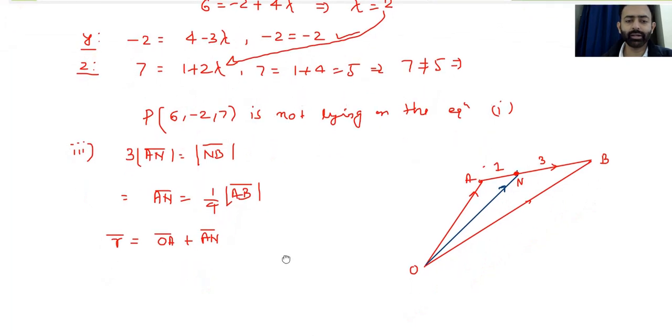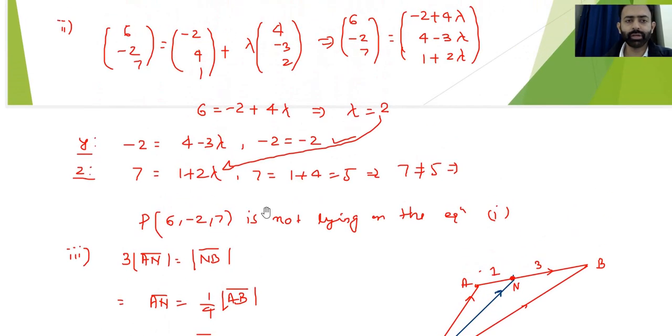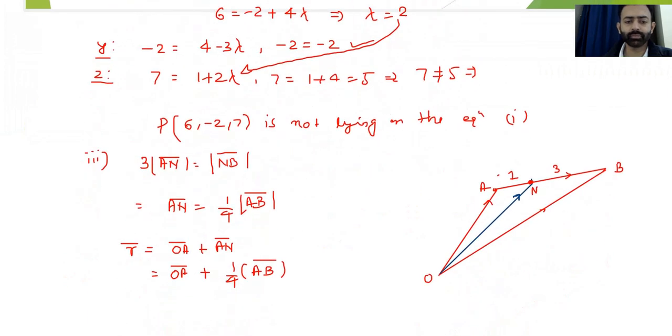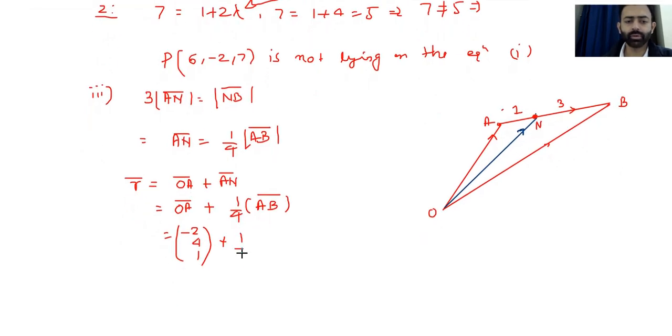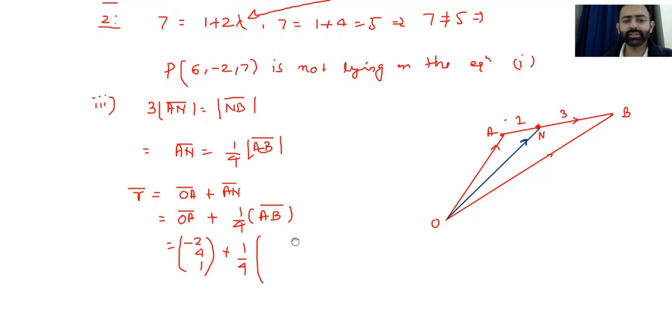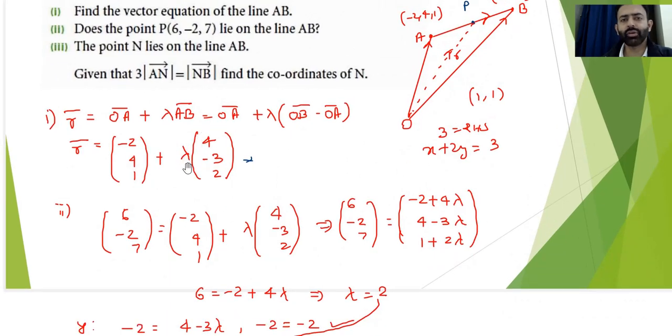And now writing AN in terms of AB, it is OA plus 1 by 4 of AB, right? So OA vector is minus 2, 4 and 1, plus 1 by 4 of AB. Meaning that in the first part, we have to find out the value of lambda, which is 1 by 4 in case of this N. Means N is lying on line AB such that this lambda becomes 1 by 4.